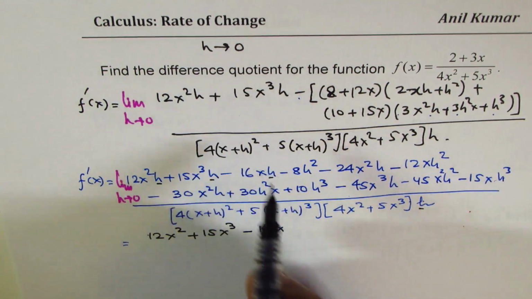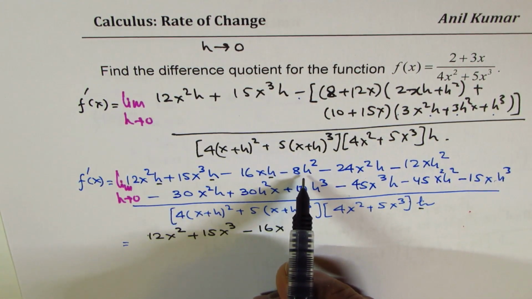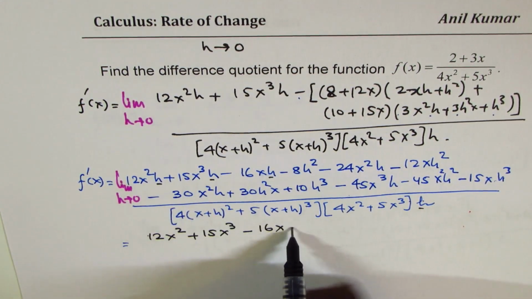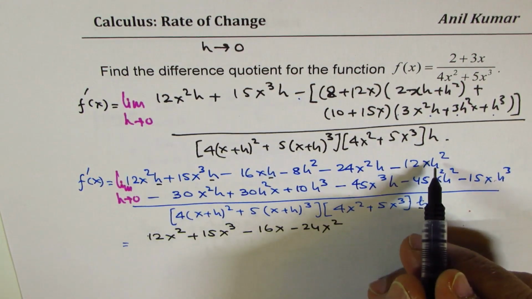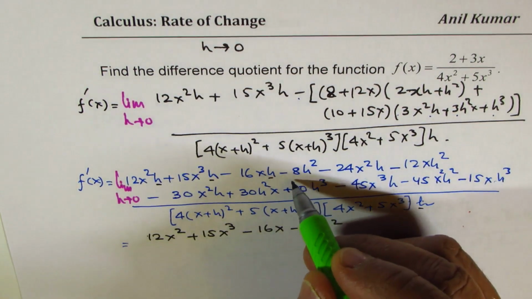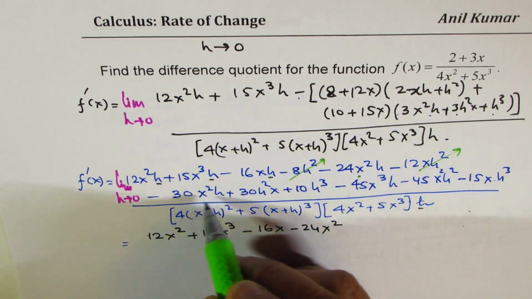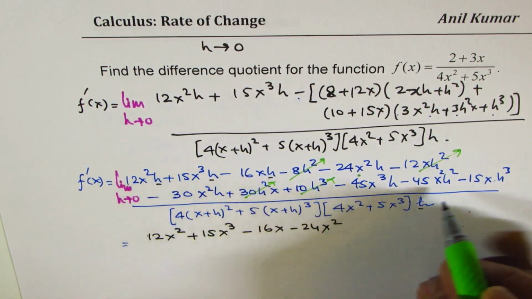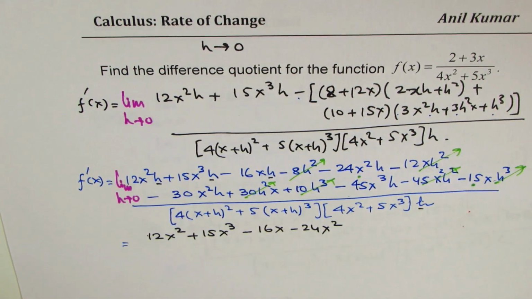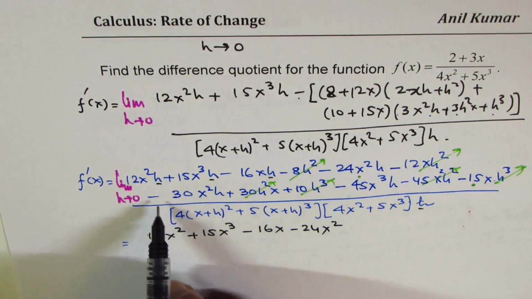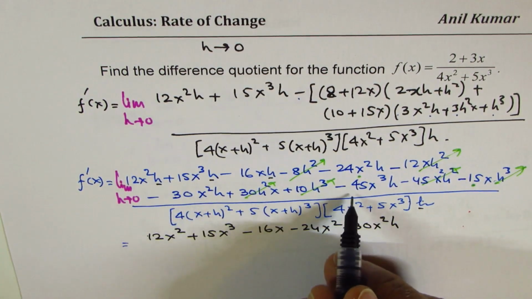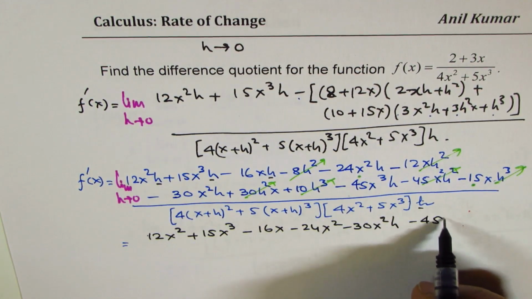The h remains, and when I substitute h equals 0, that becomes 0. So wherever it is h squared, those terms are neglected. You can see it like this. So we get minus 24x squared. That becomes 0. So what I'm doing here is all the terms which have a higher power of h are being equated to 0, right? So all these terms are equated to 0. Perfect. So we have already copied this much, and then we have minus 30x squared h, and then we have minus 45x cubed h.